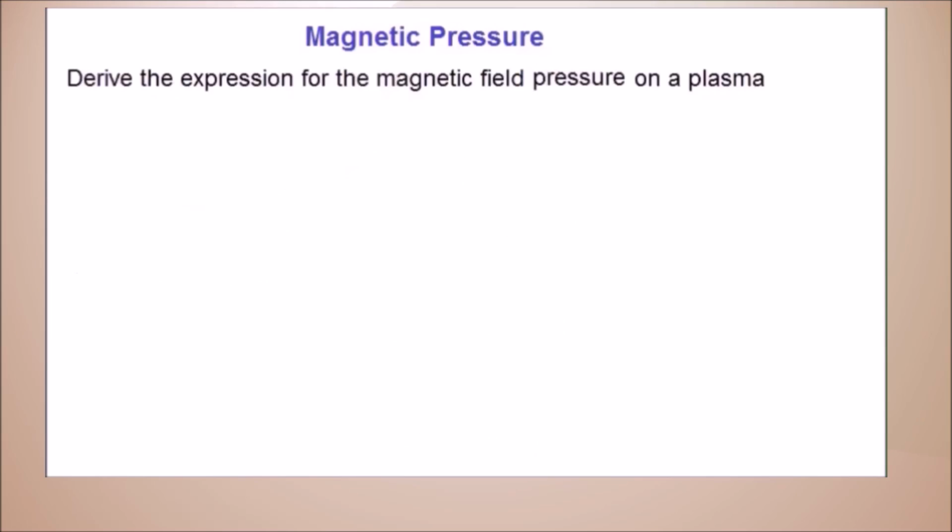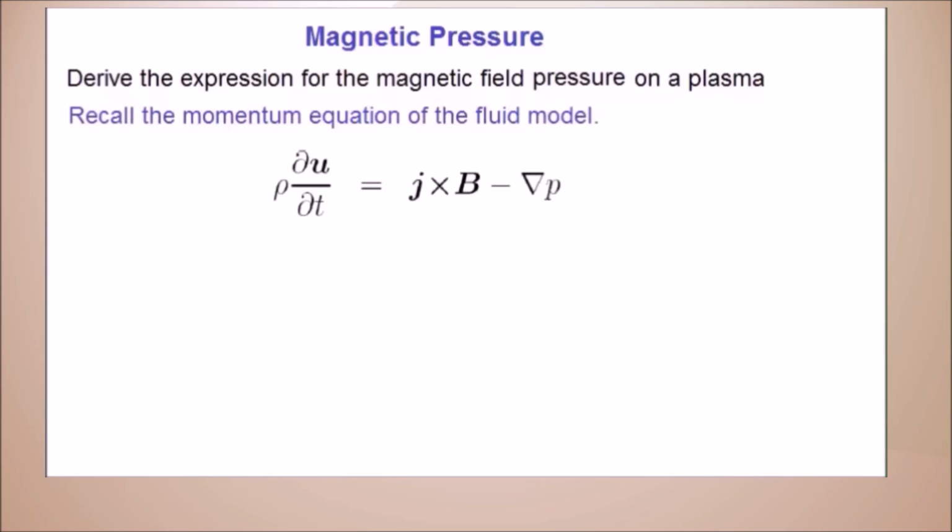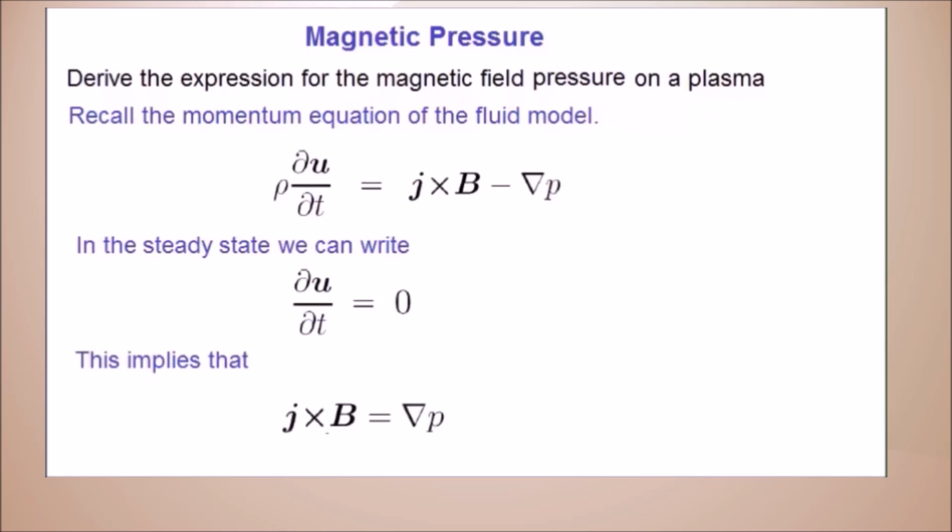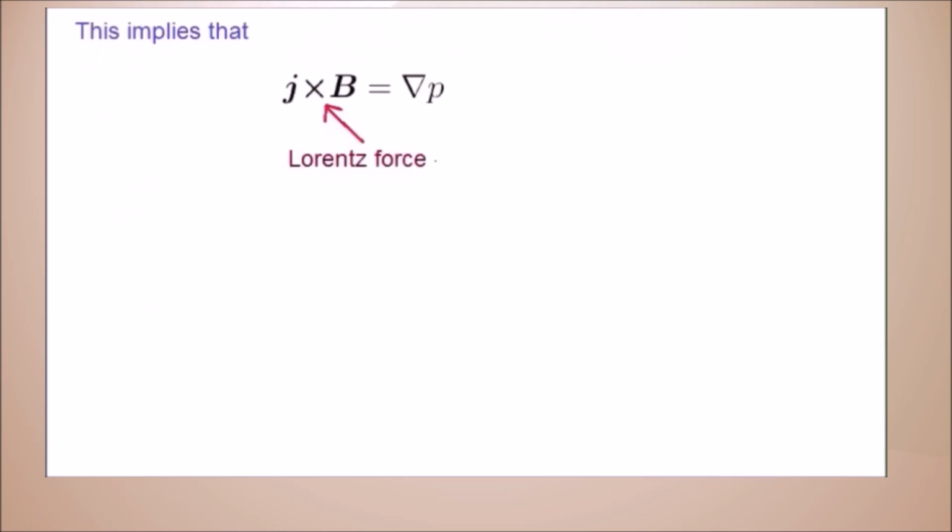Let's now derive an expression for the pressure applied on a plasma by a magnetic field. Recall the momentum equation from the fluid model of a plasma, given by this. In the steady state, where the drift velocity u is constant, we can let the derivative be zero. That means the right-hand side of the momentum equation can be written as follows. The left-hand side is the familiar Lorentz force term, without an electric field in this case, and it's equal to the force due to the plasma pressure gradient.